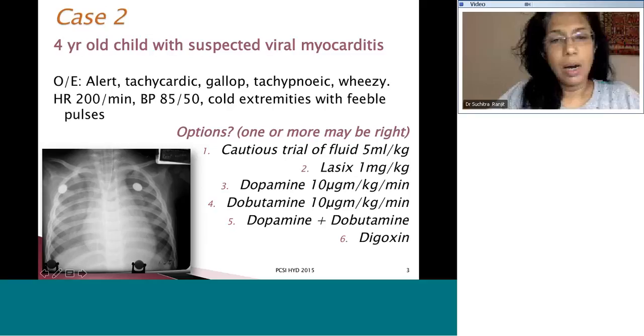You can give a cautious trial of fluid because he's in shock, or maybe because you're worried about pulmonary edema, you can give him some diuretic. You can start dopamine at 10 mics or dobutamine at 10 mics or maybe combine both. And the sixth option is to start him on a digitalizing regimen. So based on these two cases and the expected answer, let's see the various agents that we have in our armamentarium.